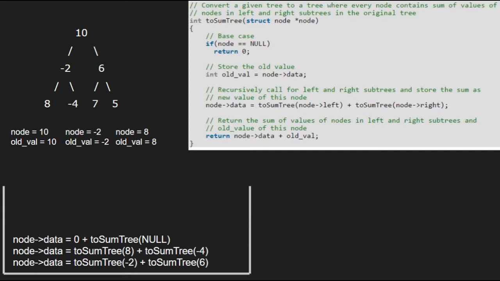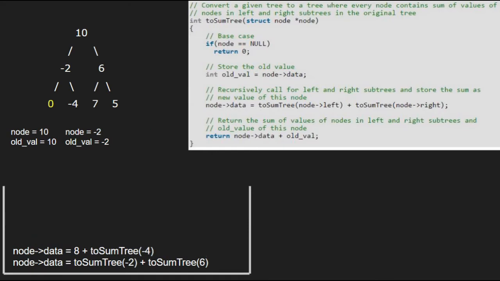Now we pass the right child of 8 which is also null. So node will point to null. Since node is pointing to null, we return 0. Now node data will be equal to 0. Hence, in place of 8, we will have 0 in the tree. We return node data plus old val. So we return 0 plus 8 which is equal to 8. We continue execution for node minus 2.